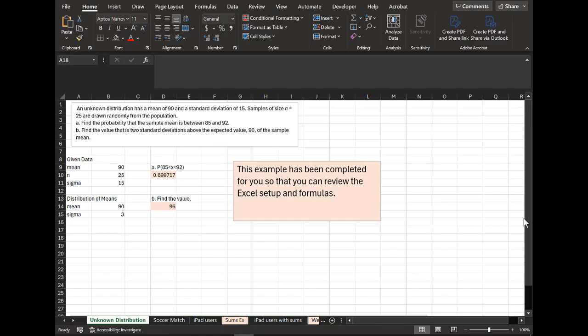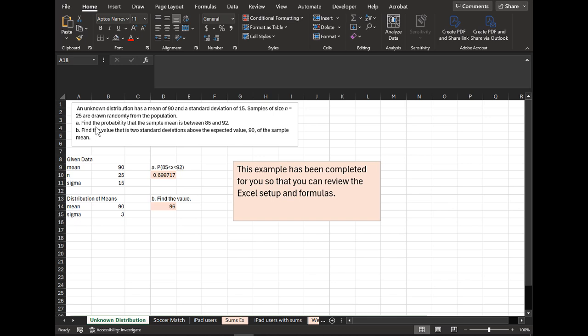So we're working from the first tab in this Excel workbook. This has been worked out for you just so you can see a setup here. The idea is that we have an unknown distribution that has a mean of 90 and a standard deviation of 15. Then samples of size n equals 25 are drawn randomly from the population.